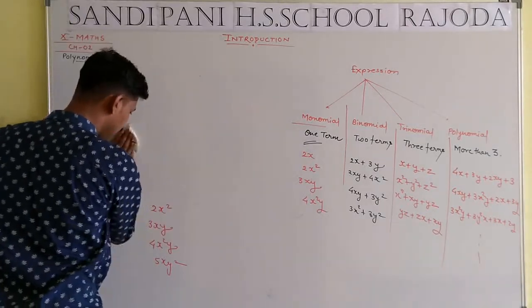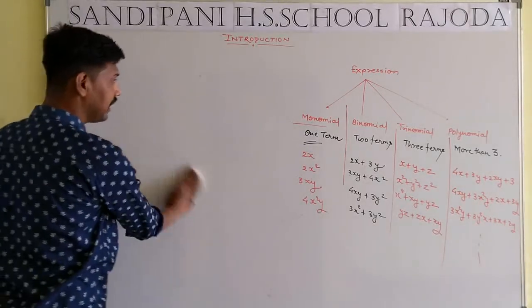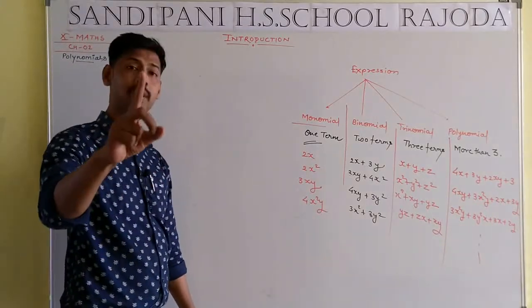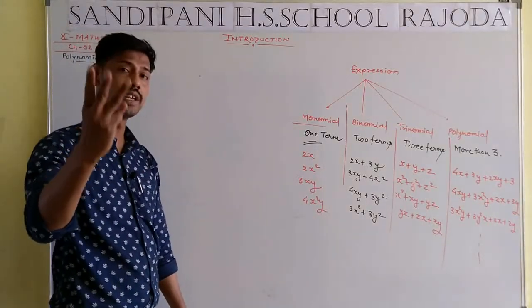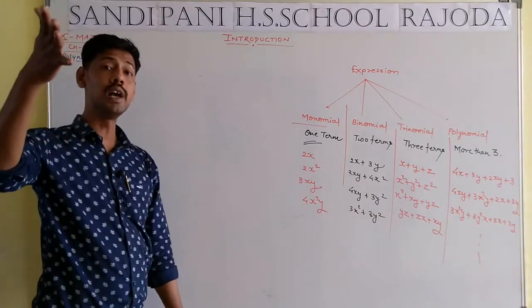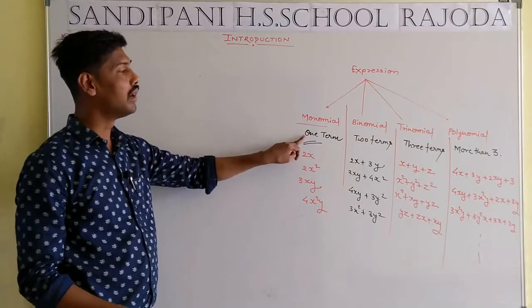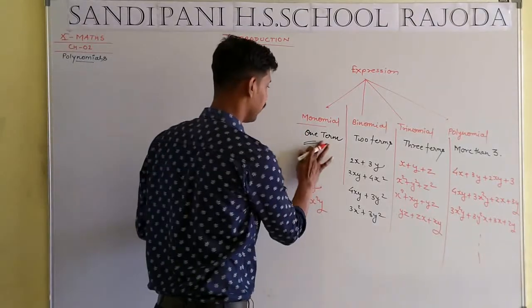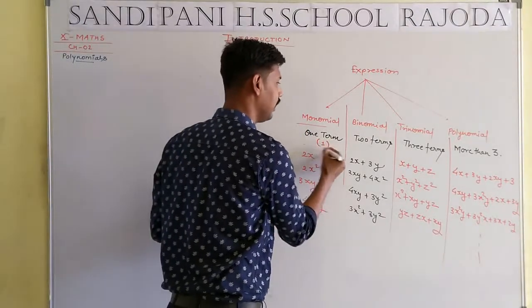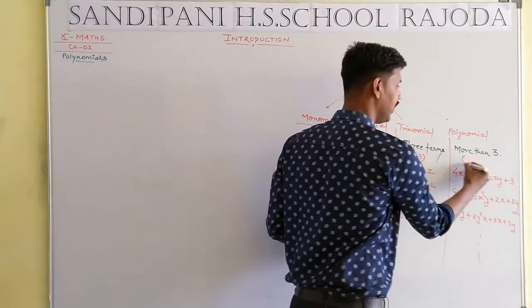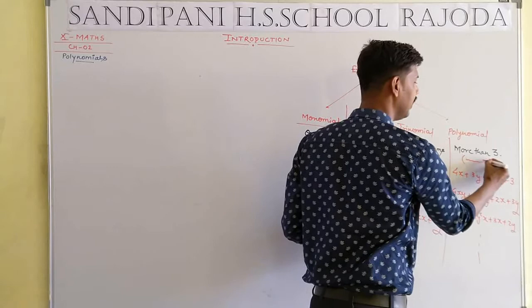What is the definition of mono? In the case of chemistry, you know that mono means 1, bi means 2, tri means 3, and poly means a number of. So in the case of a monomial, we have one term. How many terms are there? 1. How many terms? 2. How many terms? 3. How many terms? More than 3.